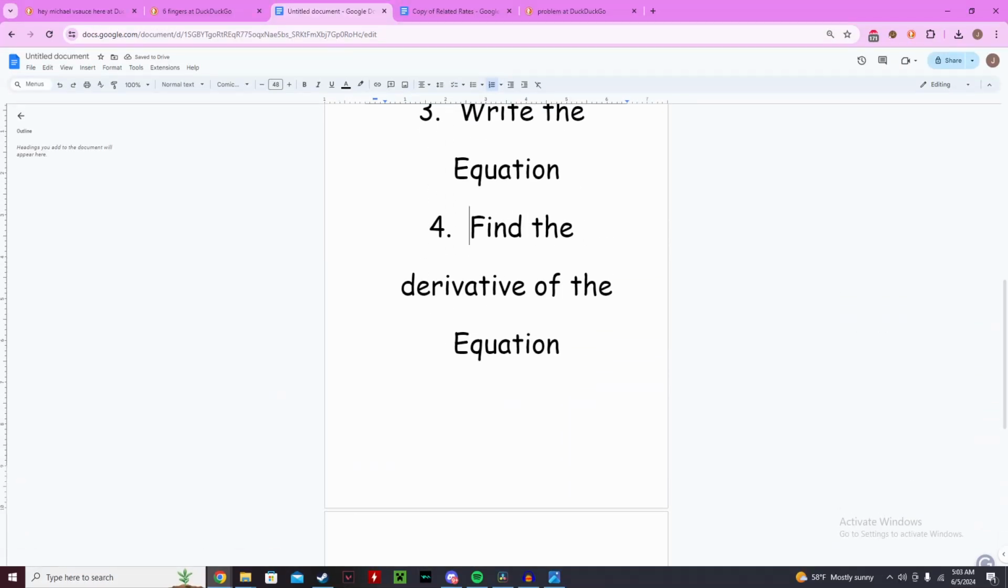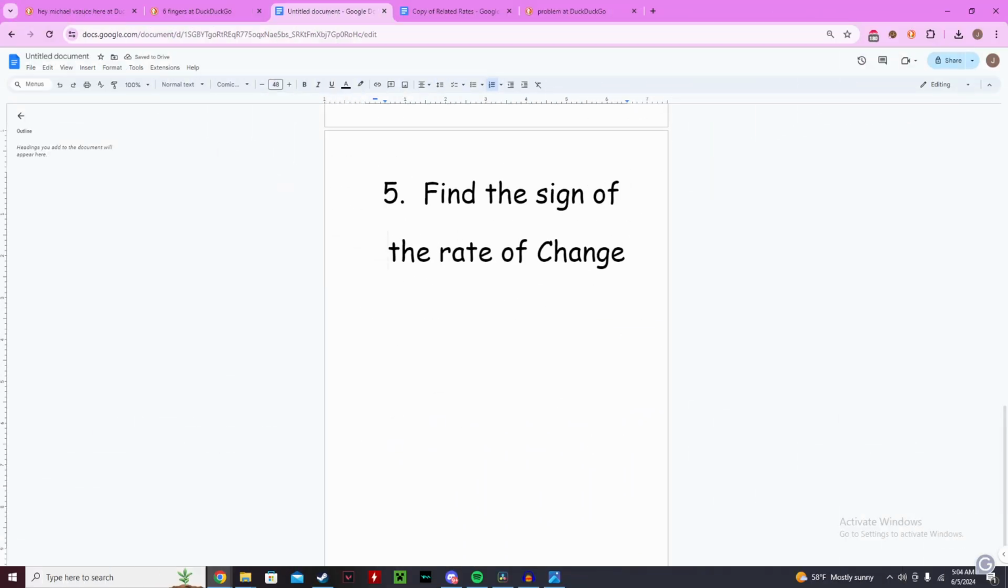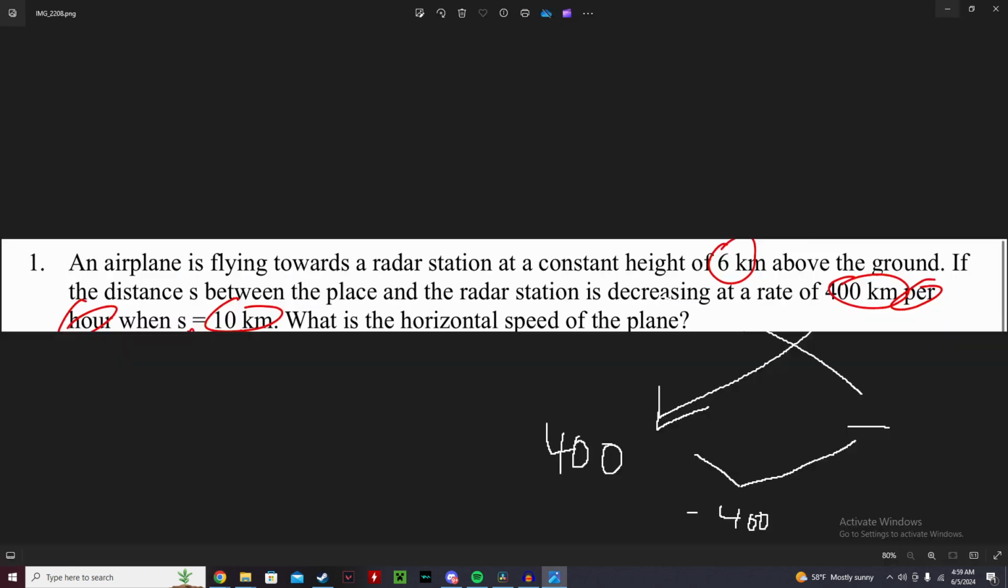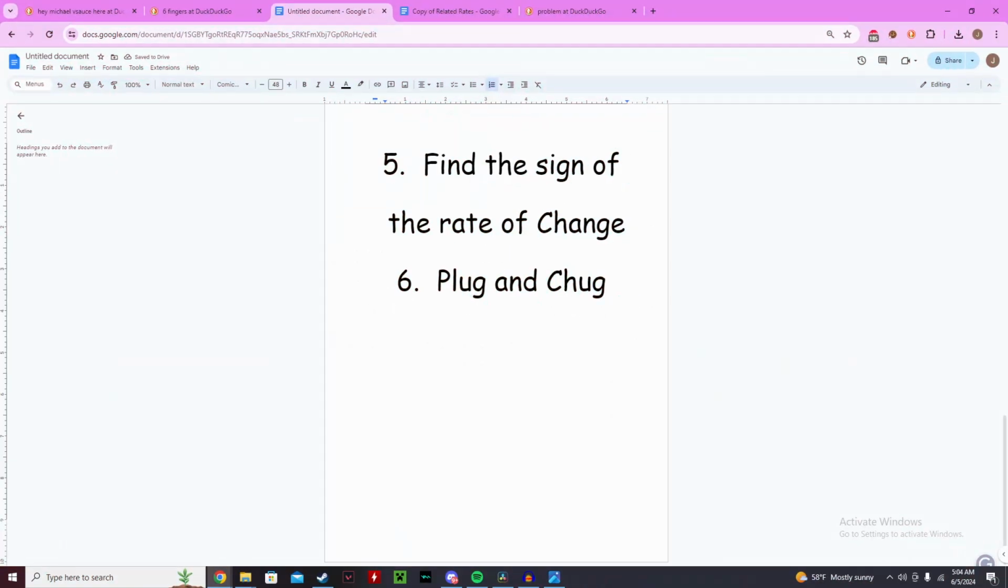Step number 4 is to find the derivative of the equation. This is necessary in order to solve. The 5th step is to find the sign of the rate of change, which is important in the next step and will dictate if your answer is correct or not. The final and 6th step is to just plug and chug.